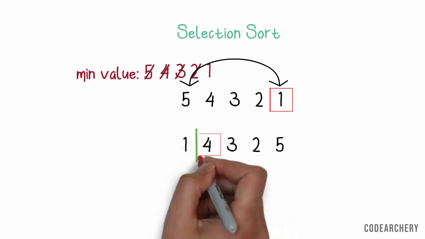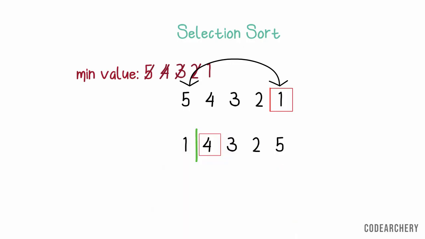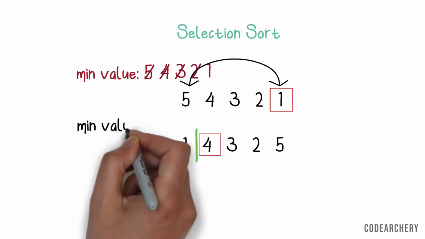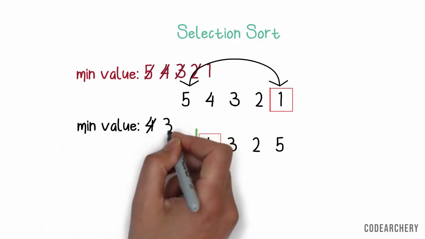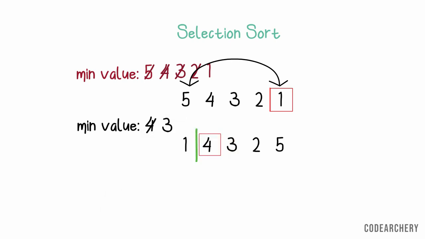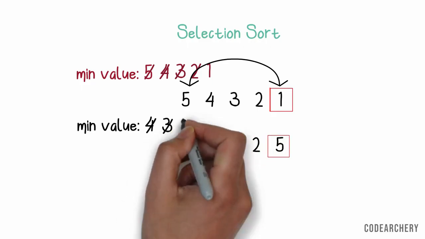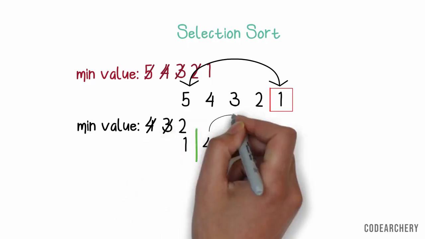Now the second iteration will start from the second element. Again we'll follow the same process. When we compare 4 with the next element, that is 3, now 3 is less than 4, that is our min element is 3. Similarly, we'll follow the steps, and at the end our min element will be 2. Then we'll swap.